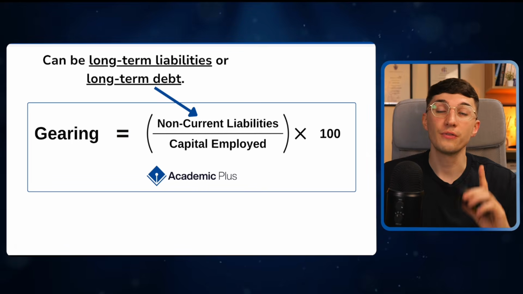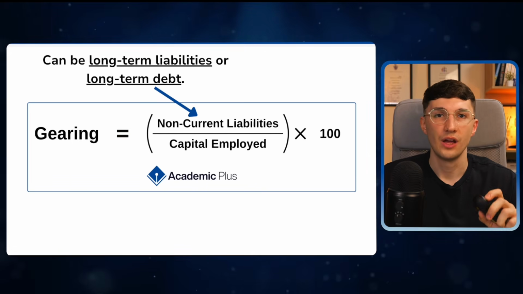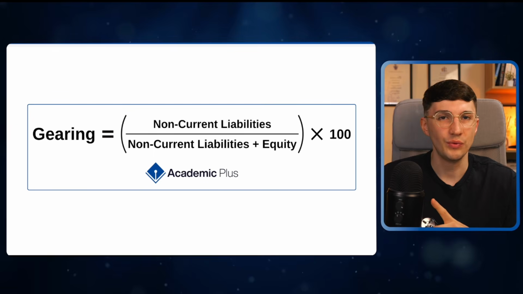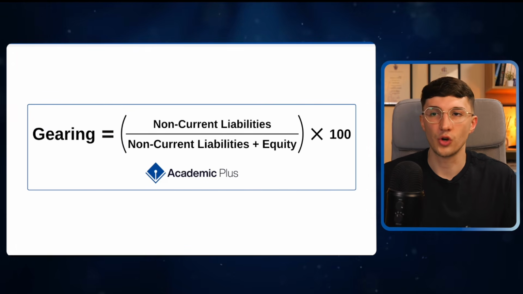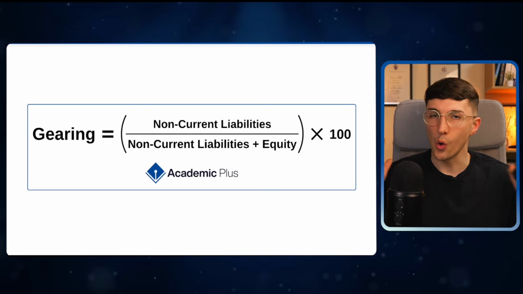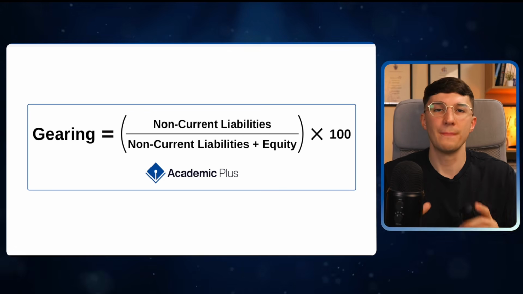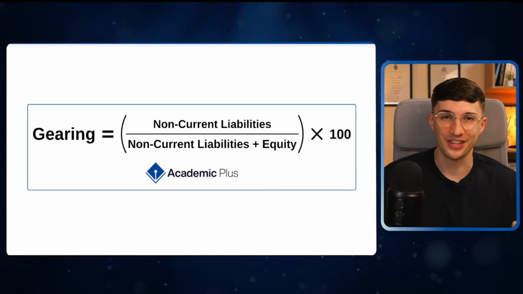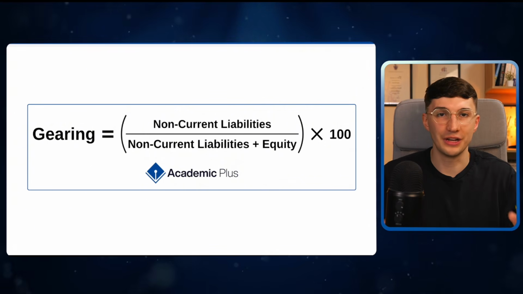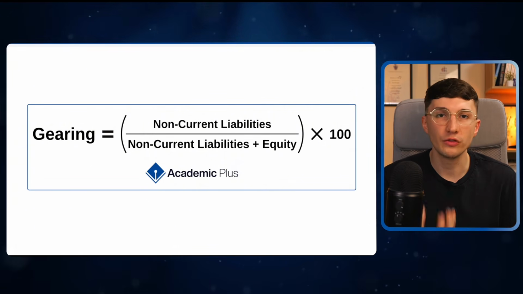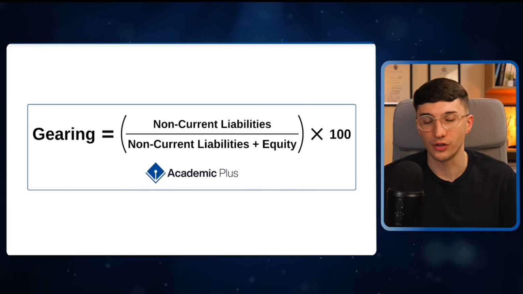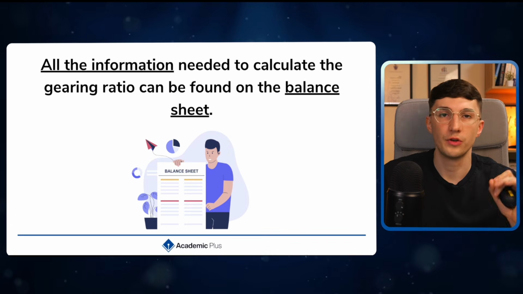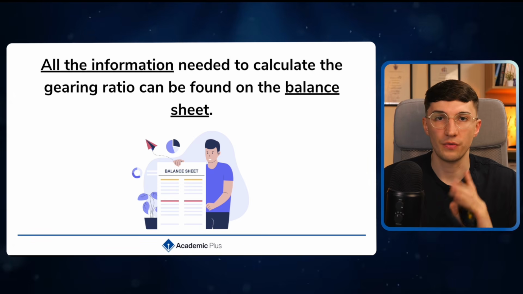But I've just shown you the formula for capital employed as well. So the other way we can look at the gearing ratio is taking the non-current liabilities divided by your non-current liabilities plus equity, all of that times 100. Remember, the non-current liabilities plus equity is your long-term funding for the company. All we are doing is seeing, out of all of that, how much of that has come from your long-term debt methods. And as we've just covered, all of this information can be found on the balance sheet.